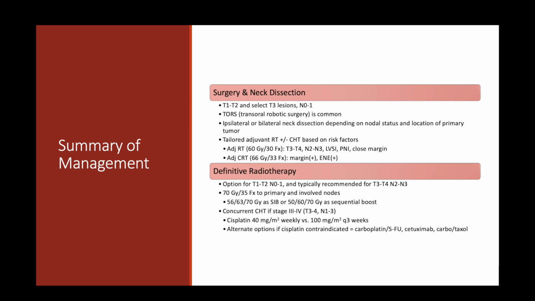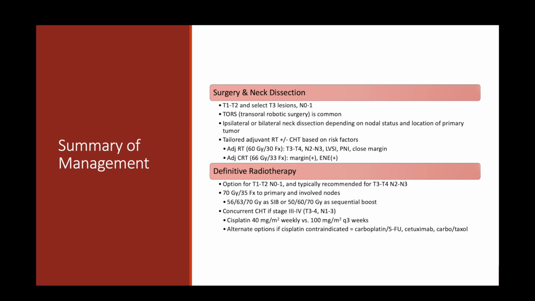You can do a sequential boost approach with 50, 60, 70 gray, all given at 2 gray per fraction. You can do a simultaneous integrated boost, something like 56, 63, 70 gray, all given in 35 fractions. So there are options. And we typically will add concurrent chemotherapy if they have stage 3 to 4 disease. So if they have significant node positivity or if they have T3 to T4 disease, we typically add concurrent chemotherapy. And then the dose, as we've talked about in general principles, is typically cisplatin 40 milligram per meter squared weekly.